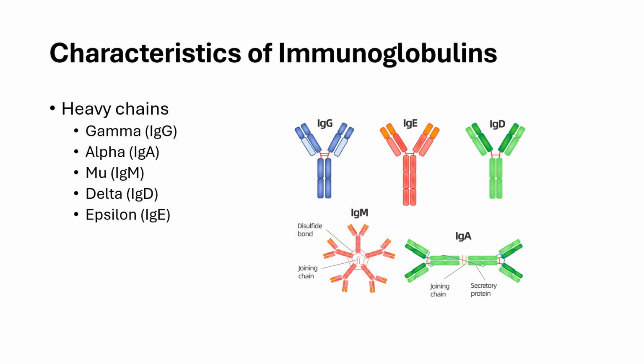Then we have the delta chain or immunoglobulin D or IgD. It functions mainly as a receptor on B cells. Its role in immune activation is not well understood quite yet. And then we have the epsilon, which is immunoglobulin E or IgE, and it is involved in allergic reactions and protects against parasitic infections.